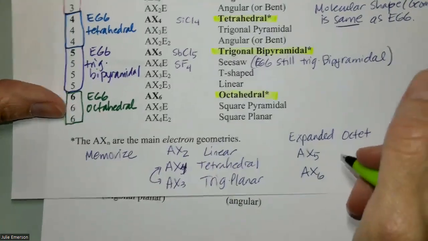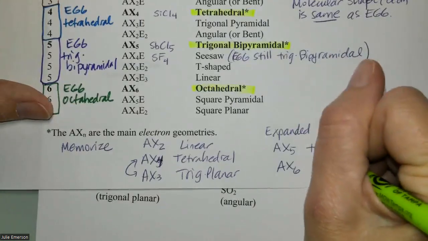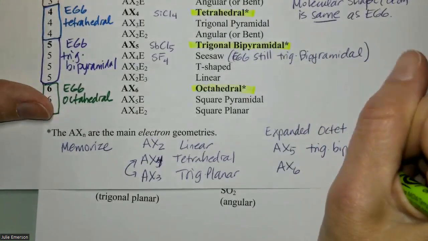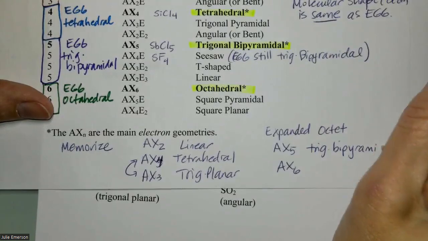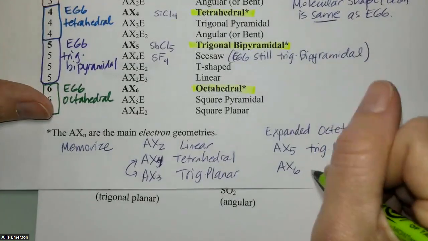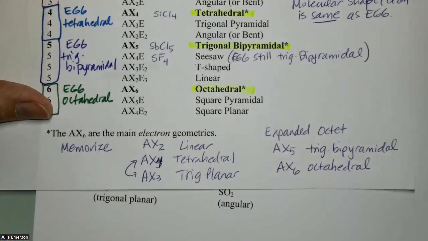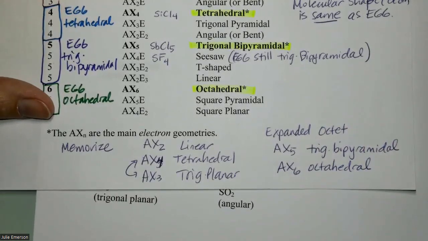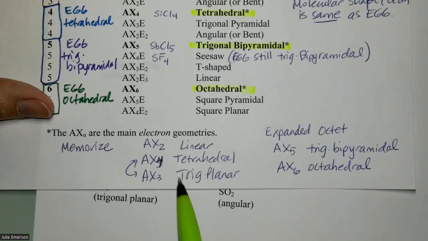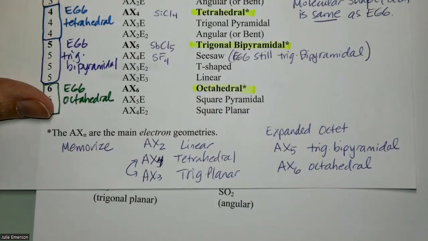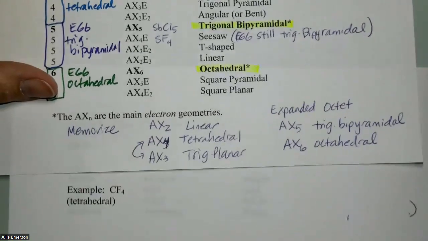Once you expand the octet though, that's when you get into the trigonal bipyramidal, or remember 6, octa, sort of misleading, there's octahedral. Okay, so those are the 1, 2, 3, 4, 5 main groups I want you to remember. All right, so we're going to do more of these on the next page.